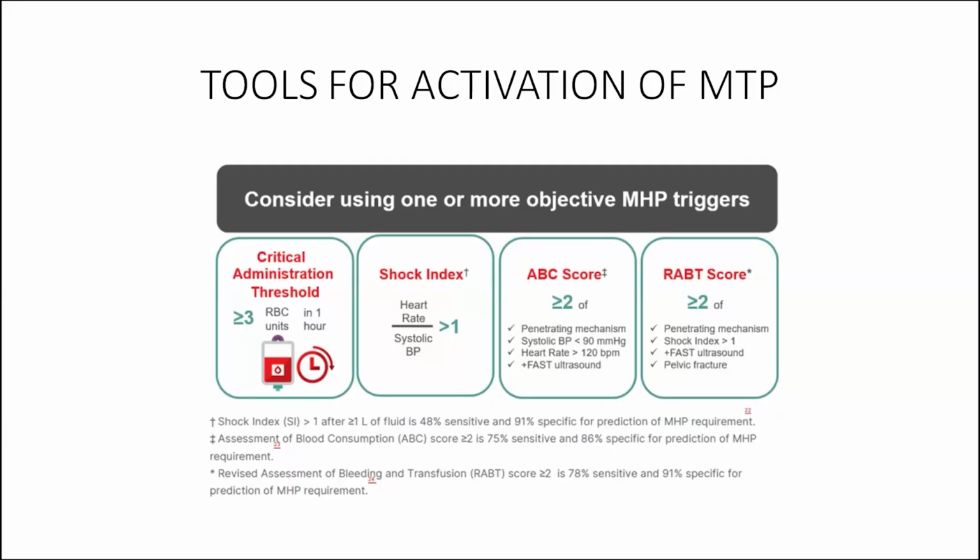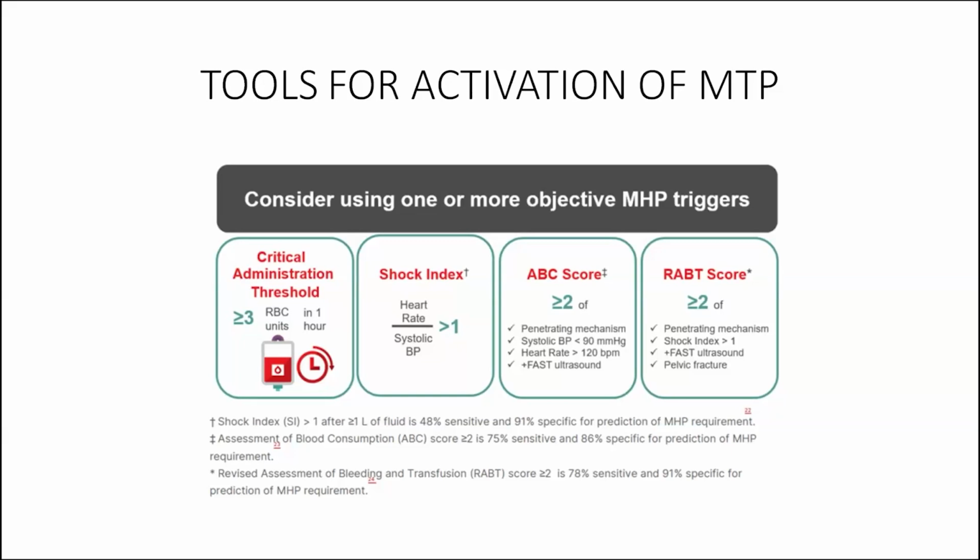What is the ABC score? It is nothing but a patient with a penetrating mechanism of trauma, systolic blood pressure of less than 90 mm of Hg, heart rate of more than 120 beats per minute, and a FAST positive ultrasound. So if these are present, then the patient is categorized as a patient who requires MTP.